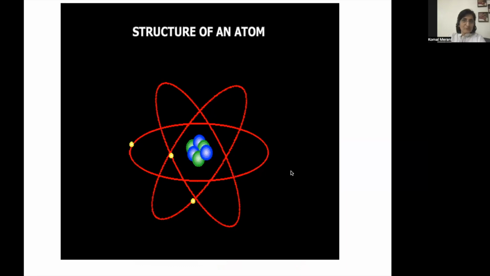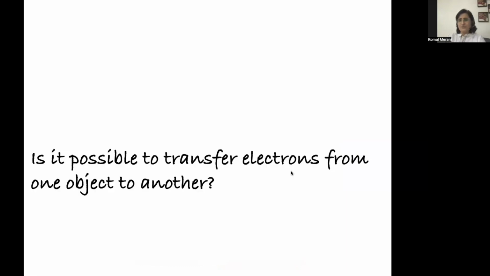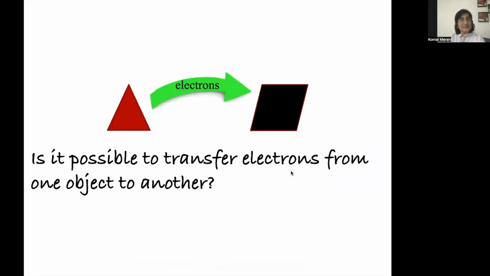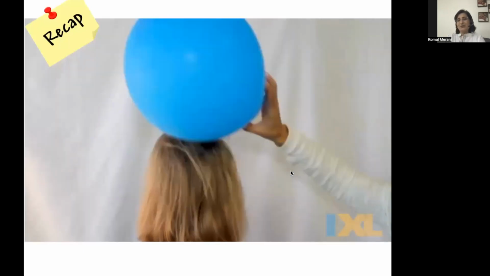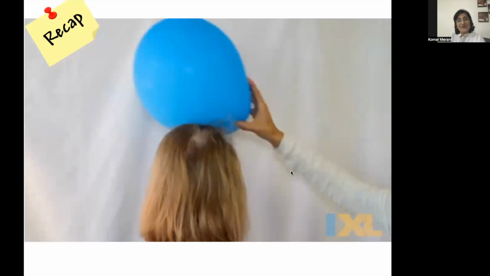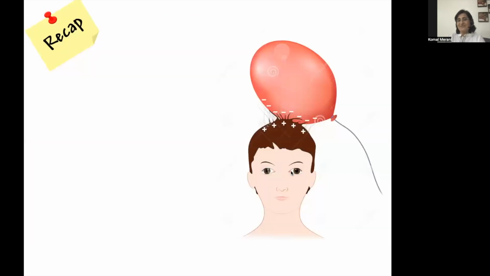Well, the question for you today is, is it possible to transfer electrons from one object to another physically, not chemically? Okay, let me show you something. Do you recall this experiment? When you rub the balloon against your hair, what happens?